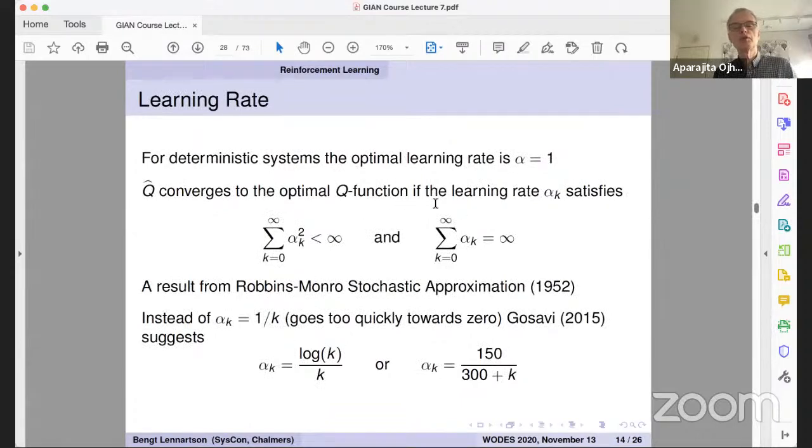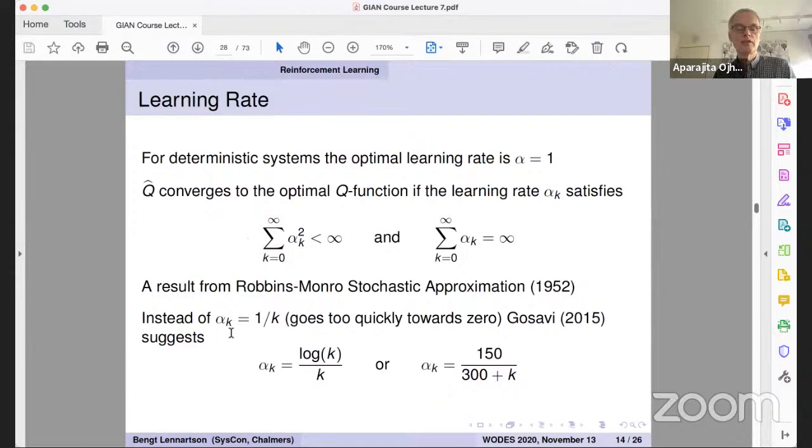Q hat converges to the optimal Q function if the learning rate satisfies the following properties. The sum from k equals 0 to infinity of the square of alpha k is less than infinity, it's finite, while the sum of the non-square, alpha k itself, goes to infinity. And since alpha k is less than 1, it's clear that the square of alpha k will go faster to 0. So it's reasonable that that could be finite, while the sum of alpha k itself could be infinite. And it's actually 1 over k for alpha k that satisfies this.